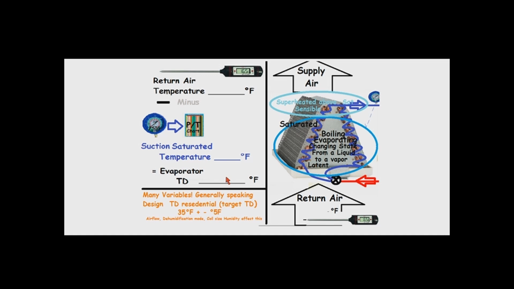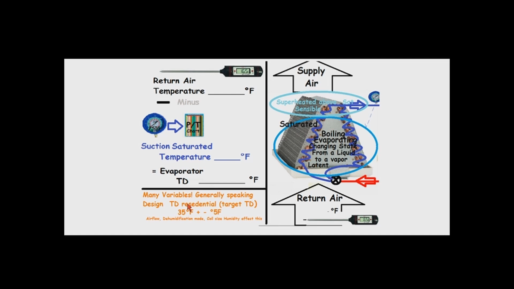But typically speaking, residential air conditioning systems are designed for an approximate, not set in stone, just an idea, 35 degree TD, plus or minus 5 degrees, depending on the humidity and airflow. So we just say 35 to give you an idea. I'm going to use 35 in this example.